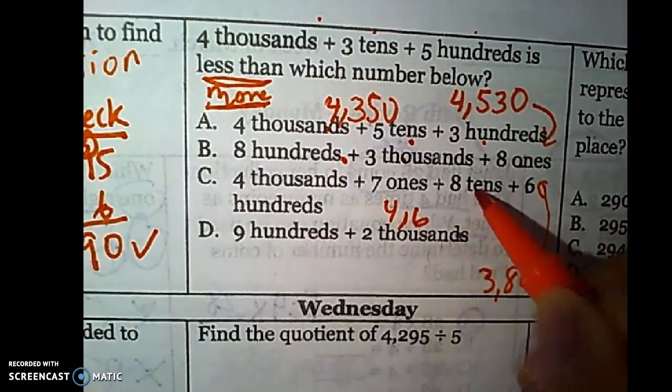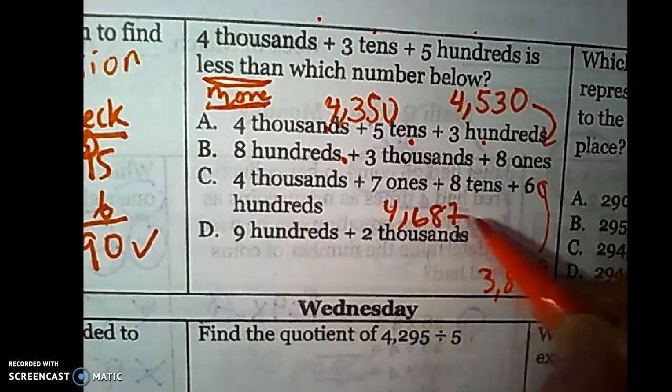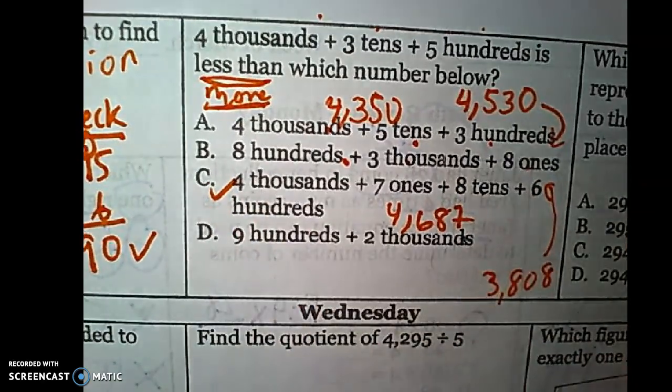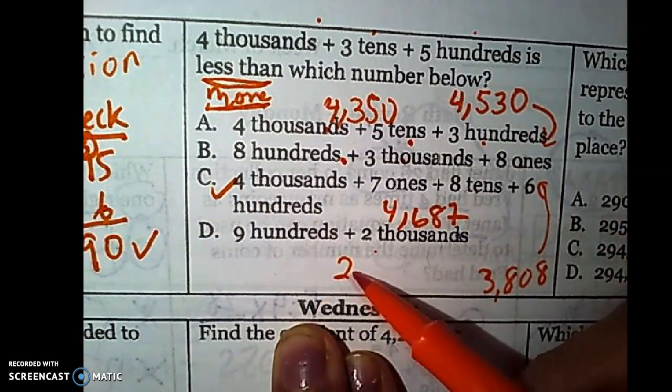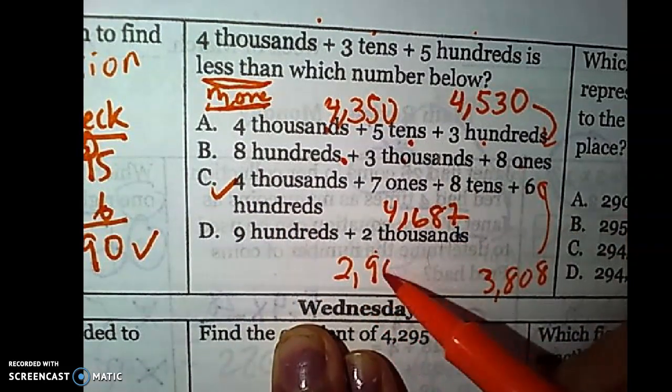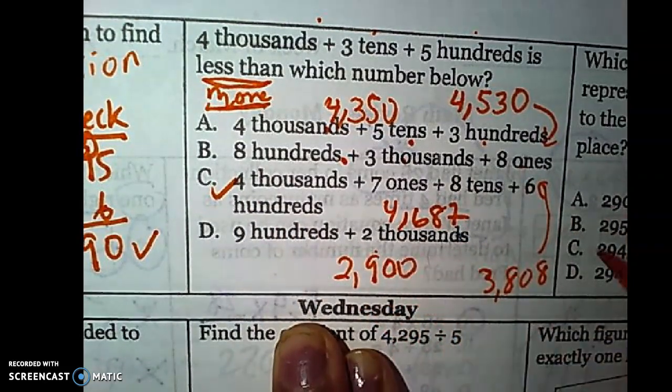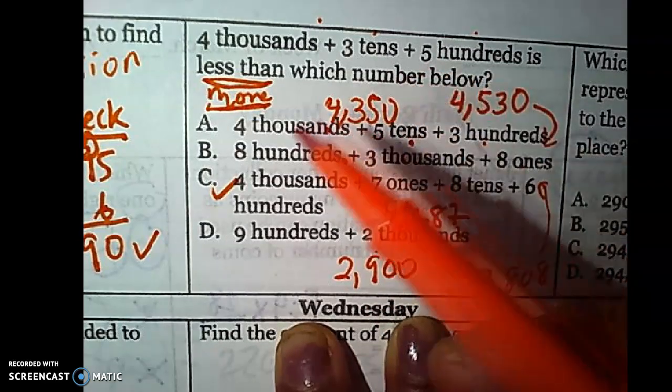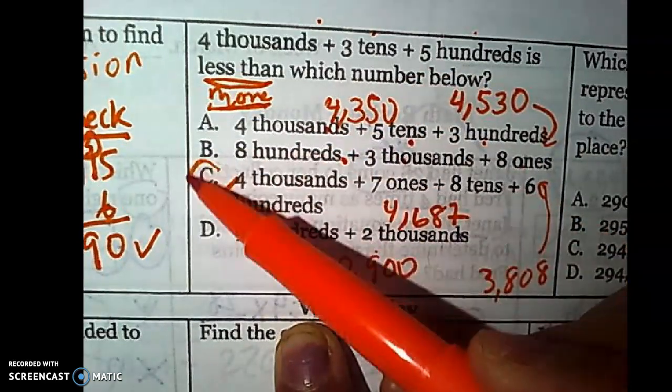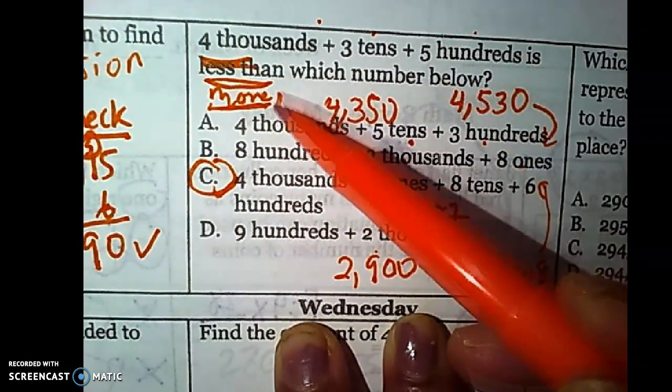4,600, 8 10s, 7 ones. Okay, that looks good. Let's look at the next one. 2,900, no 10s, no 1s. So the only one that is more than that number is C. So this question I think is wrong.